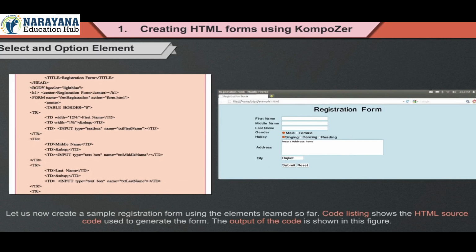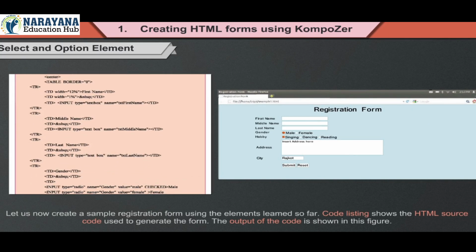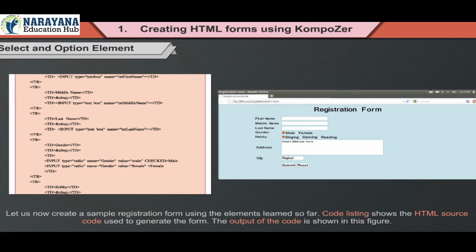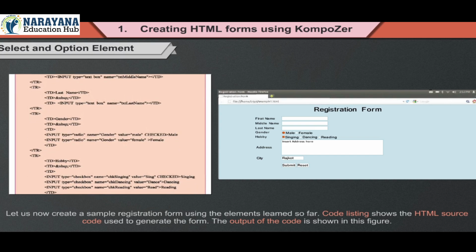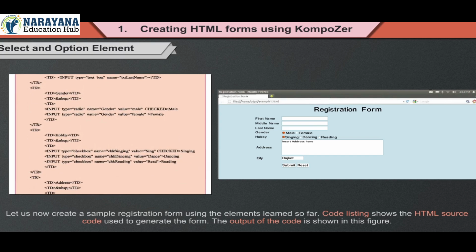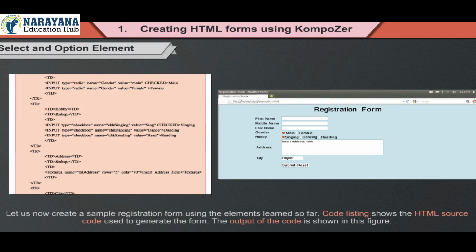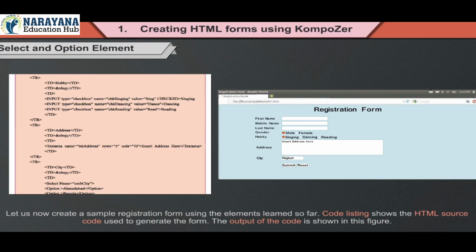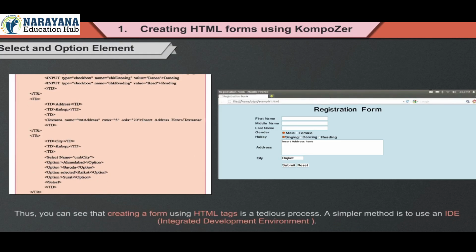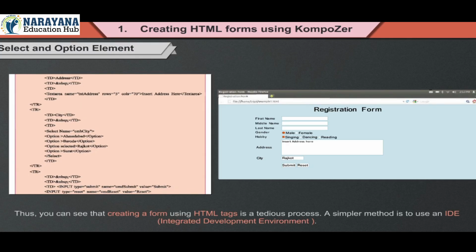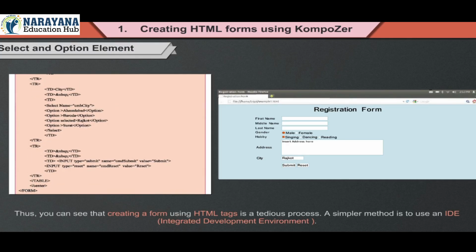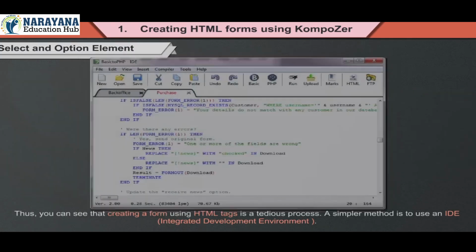Let us now create a sample registration form using the elements learned so far. The code listing shows the HTML source code used to generate the form. The output of the code is shown in this figure. Thus, you can see that creating a form using HTML tags is a tedious process.